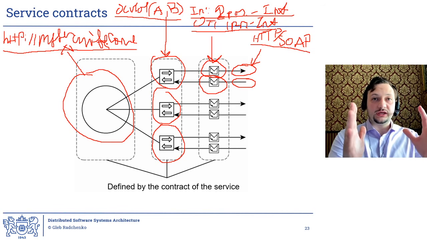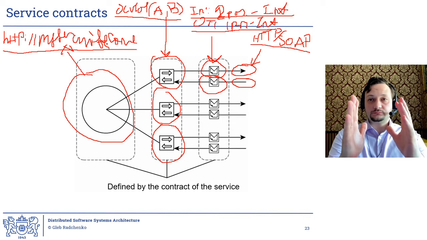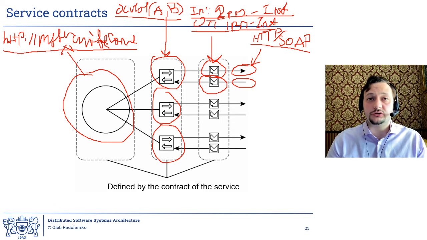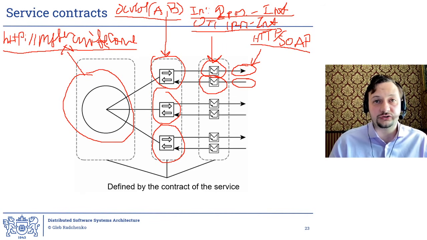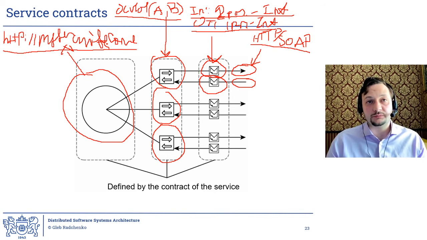So if we would give our client this description of the service, that means that the client would be able to call our service without any issues. So that is how the interface should be defined of the RPC web service.